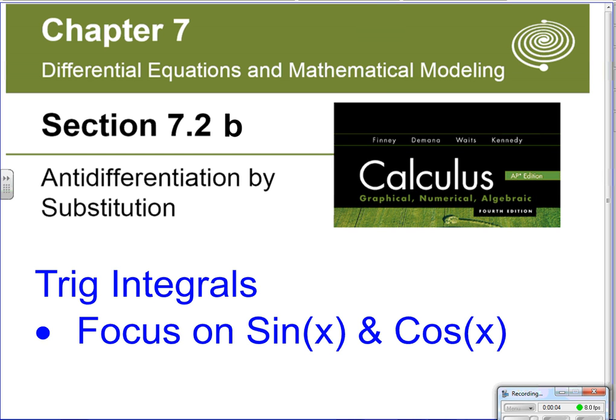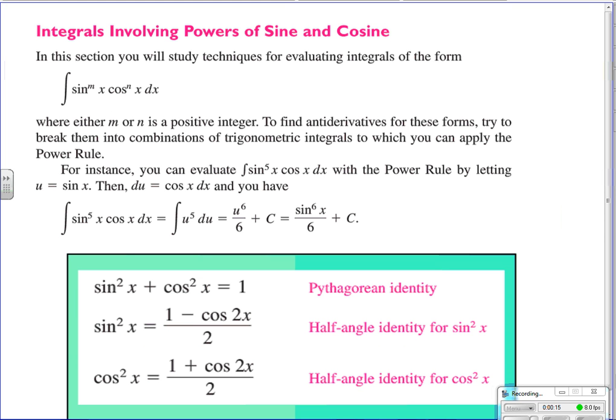Welcome to section 7.2. I'm going to call this section B. We're working on integrals focused on sine and cosine. So take a look at this: integrals involving powers of sine and cosine. Notice the format that's happening here.